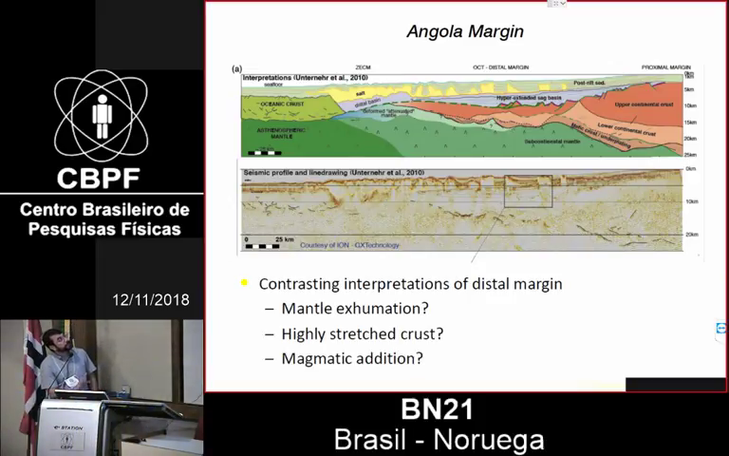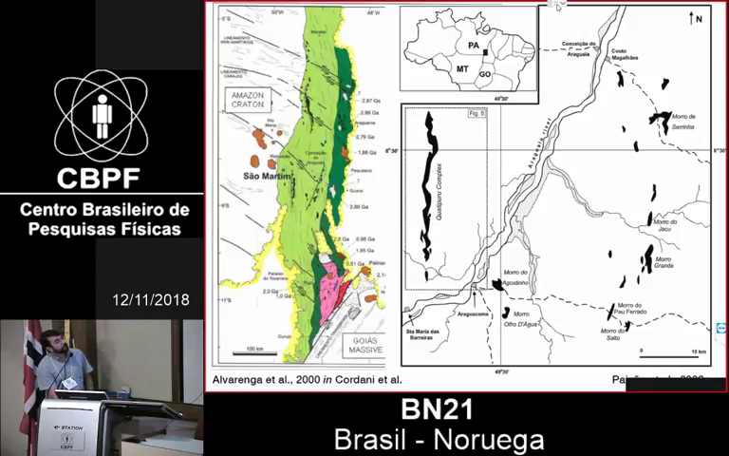So I'll show something that can be an old analog for the extreme case of a mantle exhumation. We are going to see also the geophysical image of that. And then we are going to see what we have as a geophysical result for the margin and what we want to do to advance knowledge in this subject. So first I'll show what would be an old analog of that mantle exhumation.